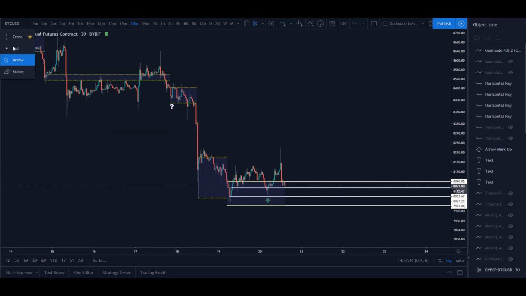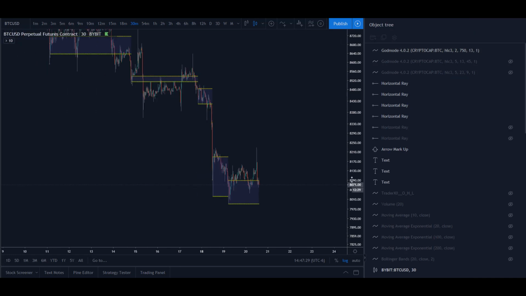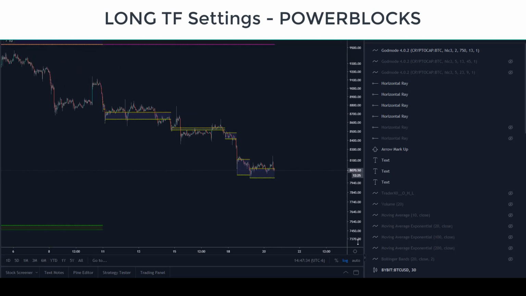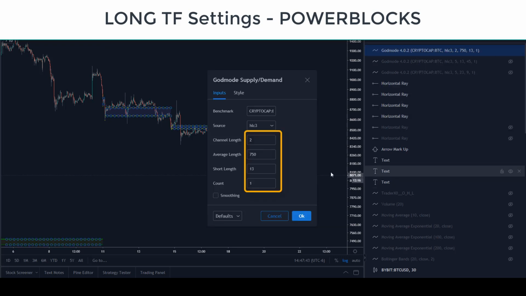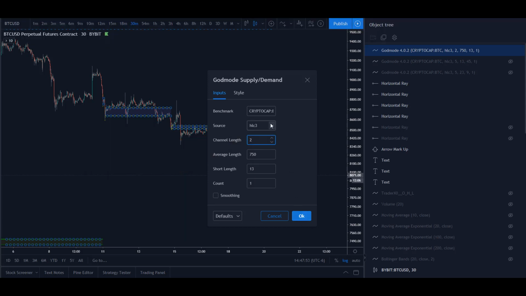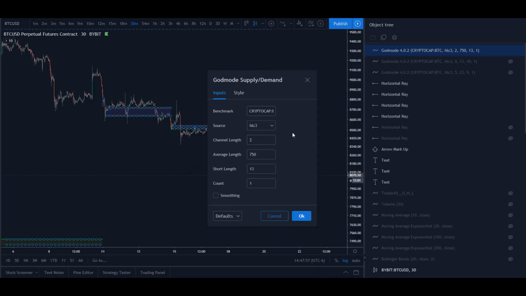I am now going to show you the settings. This is the most powerful one, the one that has the high time frame settings that shows you the least amount of blocks. And that one is simply set at 2, 750, 13, and 1. I'll show you how that looks. Channel length is 2, average length 750, short length 13, count 1. And for my source, I use high-low close 3.